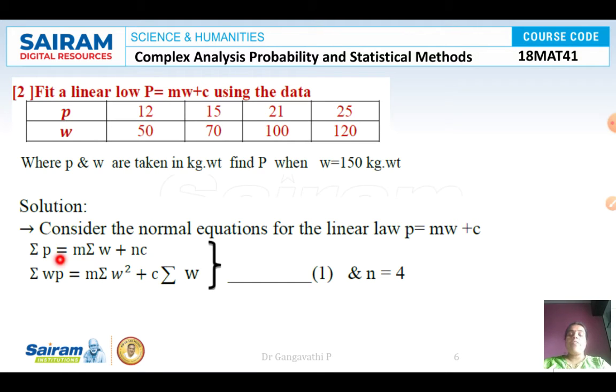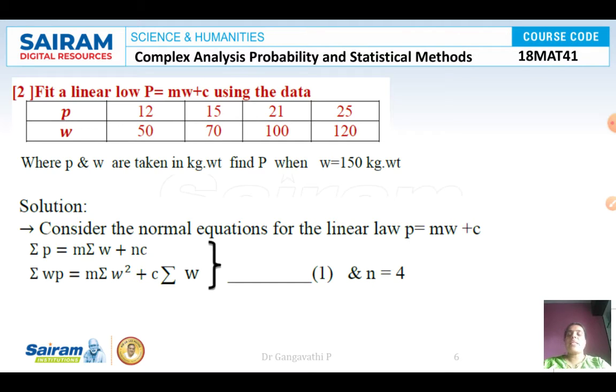Here, when we take the summation throughout, summation P is equal to m into summation W plus n into c. And multiply by x usually, but in place of x we have W. So multiply by W and then take the summation. We get summation WP is equal to m into summation W square plus c into summation W. Call this equation 2. And here there are 4 values of P given. Therefore n is equal to 4.